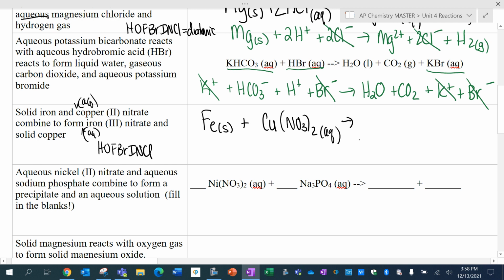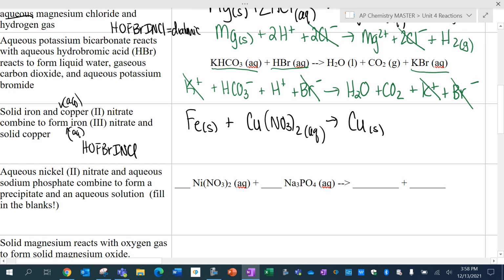Okay, they're going to form solid copper. So since copper is not part of Hofbrinkel, we don't get any subscripts. It's just Cu. And then iron 3 nitrate. That means iron with a charge of 3. And remember, nitrate has a charge of -1. So it looks like I'm going to need 3 nitrates for every 1 iron. All right.